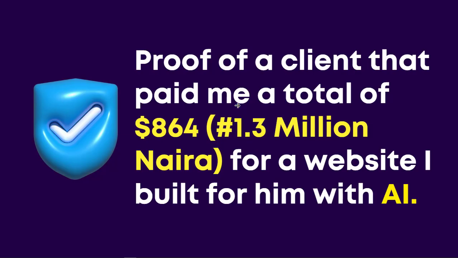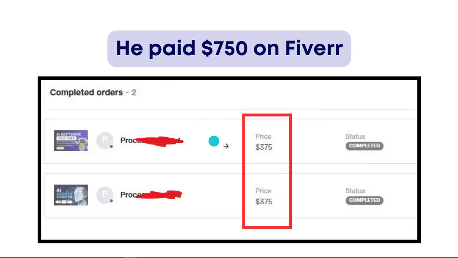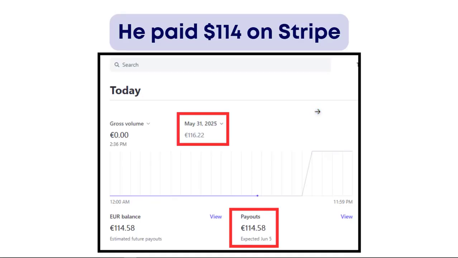I am going to show you proof from one of my clients that paid me a total of around 1.3 million naira, which is $864, for a website that I built for him with AI. He paid me a sum of $750 on Fiverr, as you can see right here. For that particular website, I decided to split it into two so that I could rank my gig. He paid me another $114 on my Stripe account for that same website.